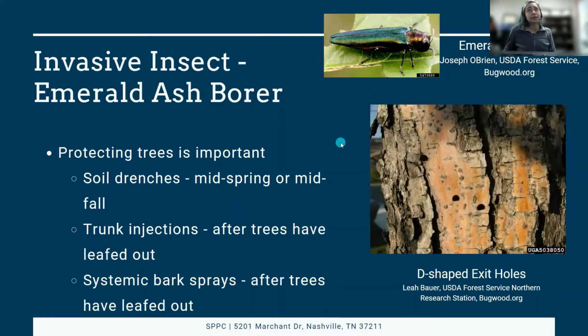Another important insect pest that I suspect is going to be pretty widespread throughout the state soon is the emerald ash borer. I'm happy to say I haven't had too many ash samples with emerald ash borer damage in my lab yet, so that makes me optimistic that our wonderful tree care professionals are protecting our ash trees and doing a good job of that. But this is one to definitely anticipate.